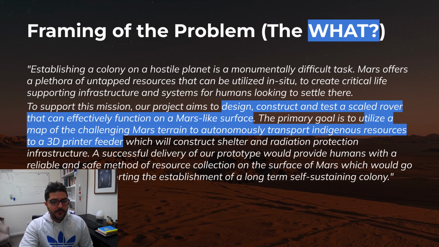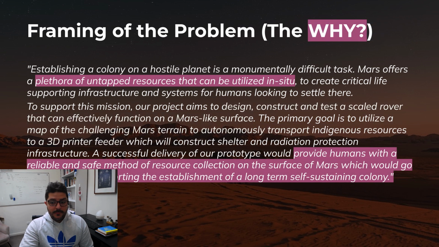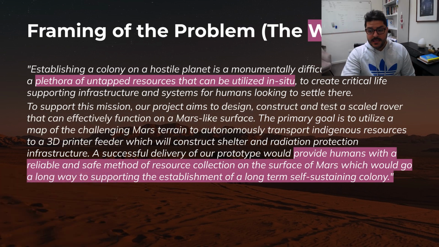In looking at our what framing, we try to avoid including any implied solutions to the problem. The why builds on from our background context, and it establishes that we're building this rover to give humans on Mars a safe and reliable method of collecting the abundant resources Mars has available indigenously. In achieving this, we're actually making it easier for humans to build radiation shielding and life support infrastructure, which is absolutely crucial for a long-term stay colony.